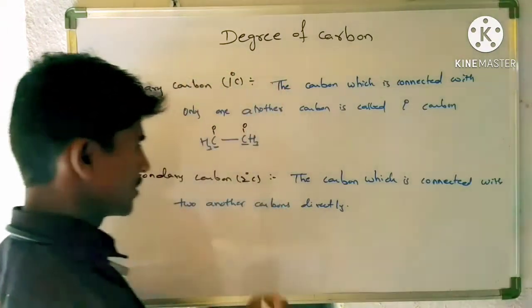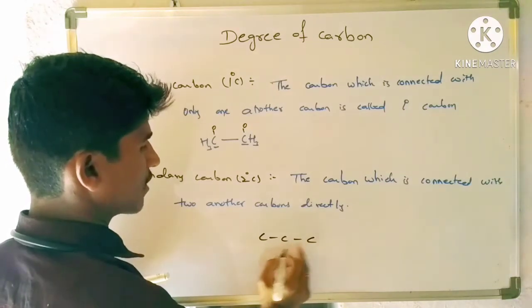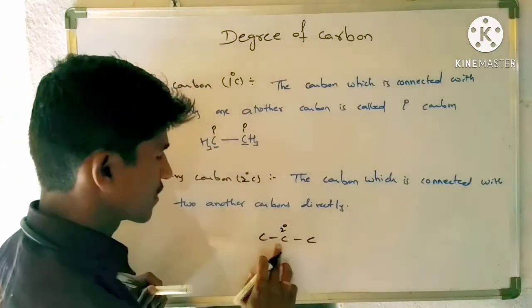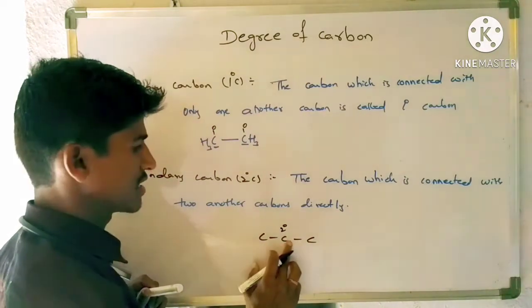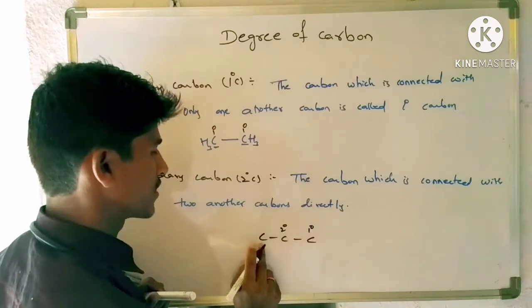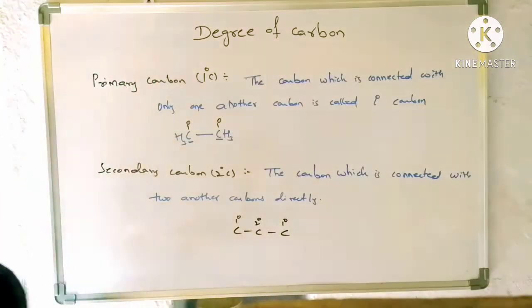Let's take an example. This carbon is connected directly with two other carbons, so this is secondary. This is directly connected with two other carbons, so this is secondary. This carbon is connected with only one other carbon, so this is primary. This carbon is directly connected with only one carbon, so this is primary.